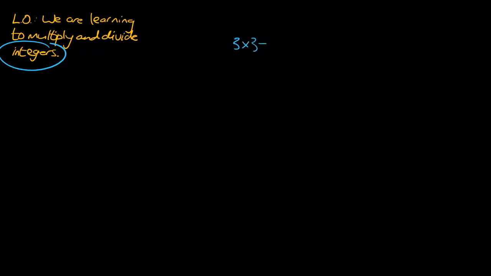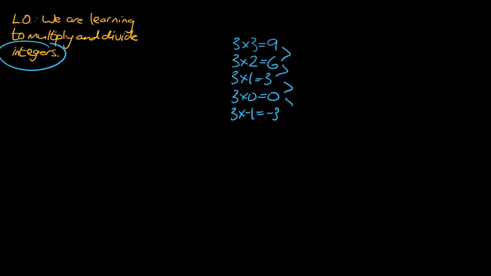So 3 times 3, that gets us to 9, right? So what we're going to do is keep the first 3 the same and change the second to a 2. We've now got 6. We're going to keep going. 3 times 1, that equals 3. 3 times 0, well, that's equal to 0. And now we're going to get to the negative ones, which are a bit trickier. Negative 3. And if you see the pattern that's happening here, it's reducing by 3 every time. So when we carry on, 3 times negative 2, that's going to be negative 6 because of that pattern. And 3 times negative 3 is going to be equal to negative 9.